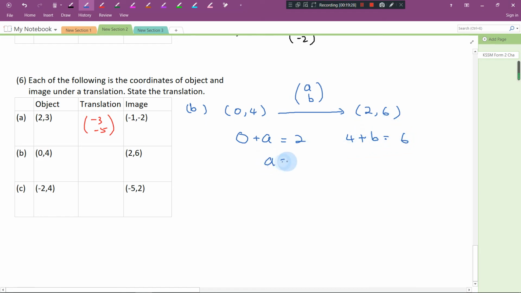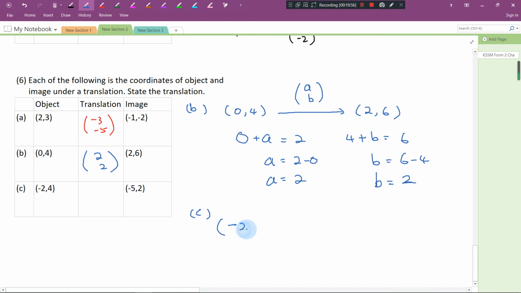Okay, then A is equal to 2 minus 0. A is equal to 2. And B, this is B, not 6, be careful. 6 minus 4. B is equal to 2. Okay, so the translation is 2, 2. Let's check correct or not. 0 plus 2 give you 2, correct. 4 plus 2 give you 6. Okay, correct. Okay, let's try last one.